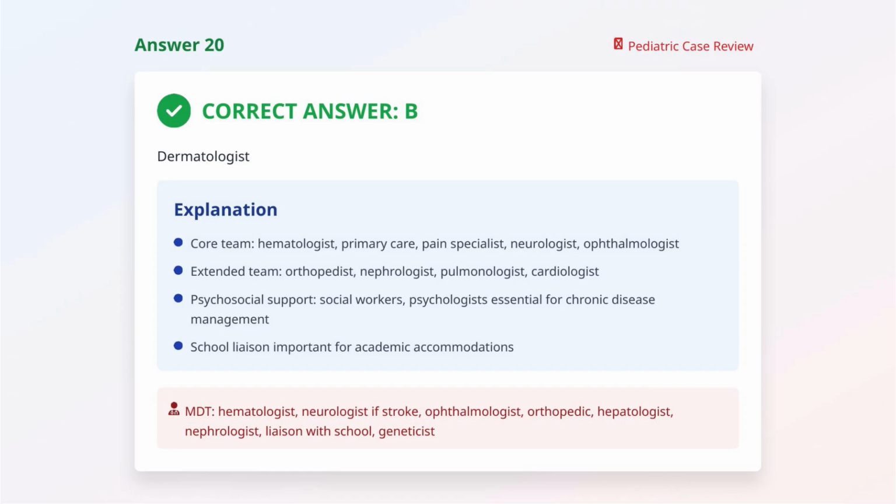While dermatologists may be consulted for leg ulcers, a common complication of sickle cell disease, they are not typically considered core team members. The multidisciplinary approach for sickle cell disease involves specialists who manage the most common and serious complications of the disease affecting various organ systems. Dermatologic consultation is reserved for specific skin-related issues rather than being part of the routine care team.